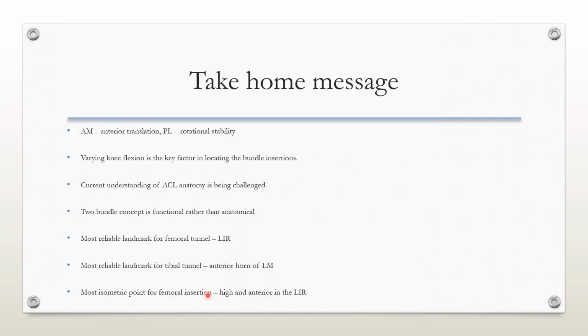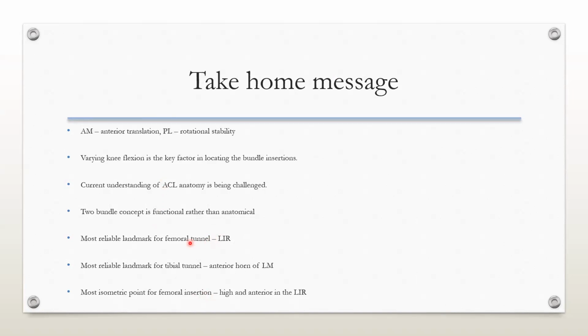So, take home message: the ACL consists of two bundles, the anteromedial and the posterolateral bundle. AM is primarily for resisting anterior translation, PL aids in rotational stability. Intraoperatively, varying the knee flexion is crucial, an easily modifiable factor for identifying the location of the bundles. The current understanding of the bundle concept is still under debate. They suggest that the bundle concept may be functional rather than an anatomical distinction of an AM and a PL bundle. There is no substitute for the natural ACL as a landmark.